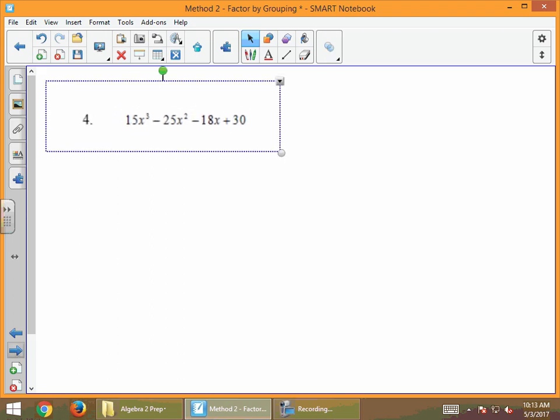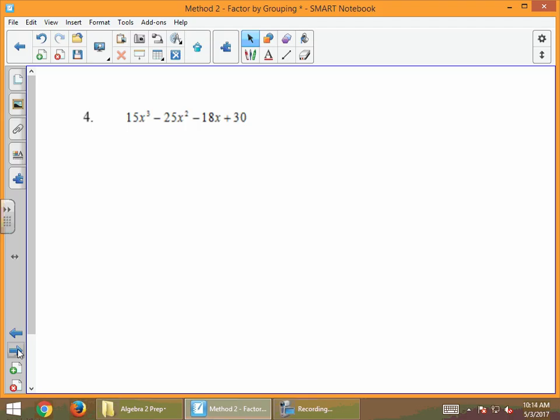Ooh. 5 goes into all these numbers, doesn't it? Does 5 go into all 4 of these terms? Silly 18. 18 won't allow that. They don't allow the variable. So we have 4 terms. We know it's going to be grouping. So I'll group that guy. Group that guy. Let's figure out what we got.